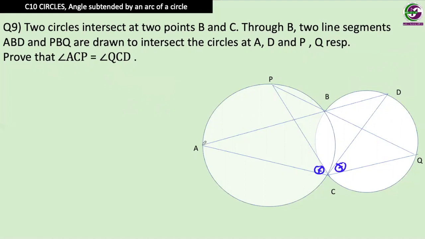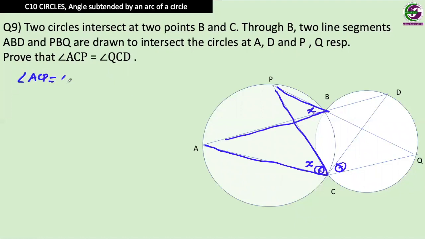Let us take the segment AP. To the segment AP, ACP is an angle on the remaining part of the circle. Also, PBA is the angle on the remaining part of the circle. So if this angle is X, this will also be X. So let us write down angle ACP is equal to angle ABP. Angles in the same segment are equal.